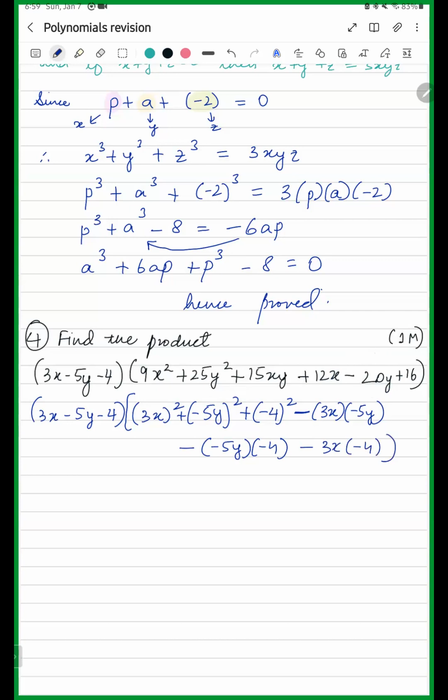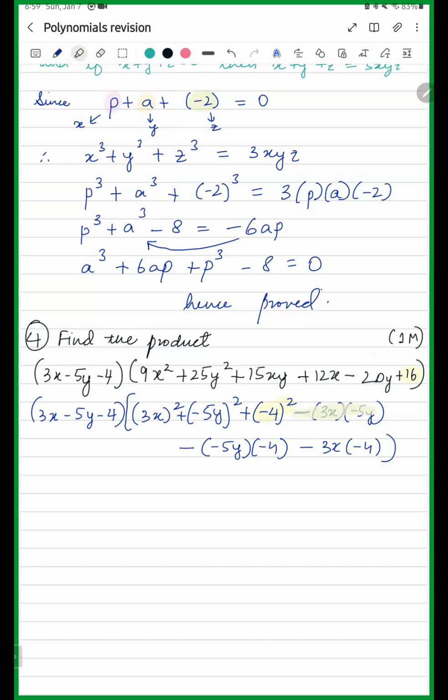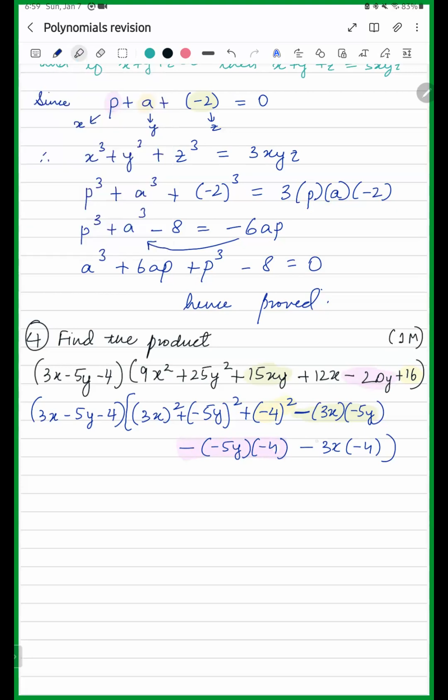Okay, let me tell you which term is which. So this minus 4 square is here, 16. This minus 3x into minus 5y, this will give you plus 15xy. This is here. Then minus, minus, minus. There are three minuses. That means the overall answer is going to be a negative one. So minus 20y. This is our minus 20y. The terms are all jumbled up. We will have to rearrange them. And this is our plus 12x. Here it is plus 12x.